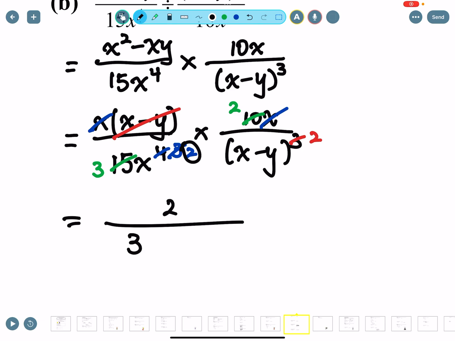Be careful with this number. It's not 2. It's actually a power. X to the power of 2. And then this one is x minus y to the power of 2. And that should be the final answer.